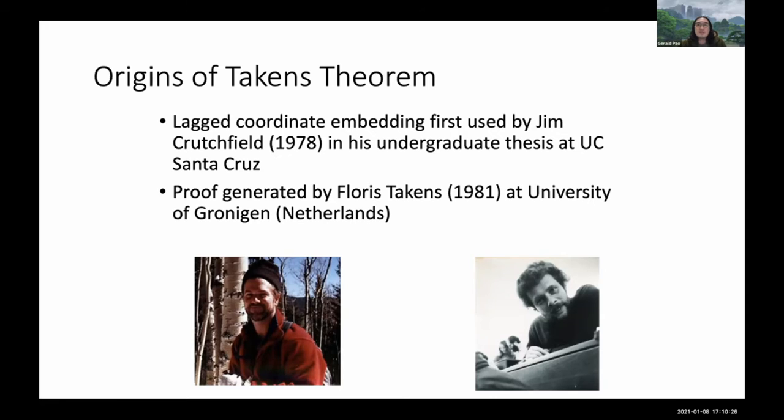Although Takens theorem was actually discovered by an undergraduate at UC Davis. His name is Jim Crutchfield, and he is basically the director of the Center for Complex Systems over at UC Davis. But when he was an undergraduate at UC Santa Cruz in 1978, he actually found this thing. And then it was formally proven a few years later by Floris Takens. Since it was mathematically proven as a generality by Floris Takens, it carries Takens' name, although it was discovered and first used by Jim Crutchfield.